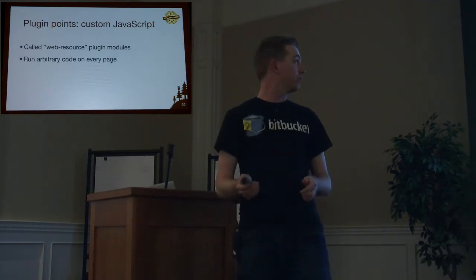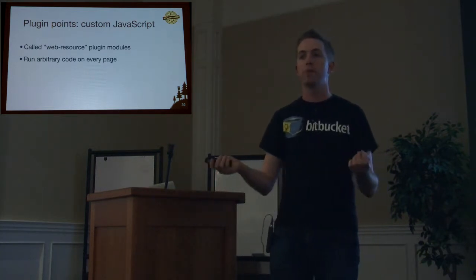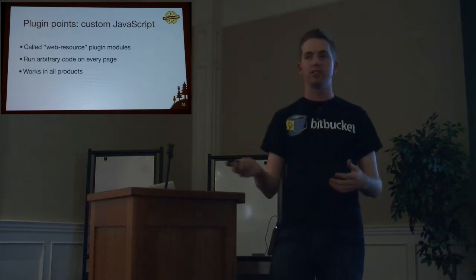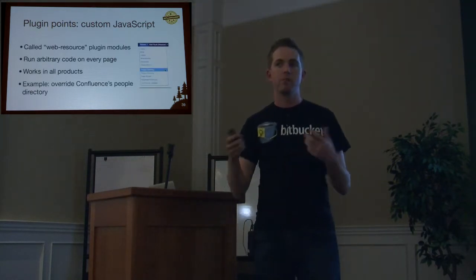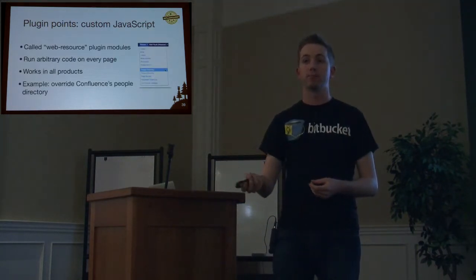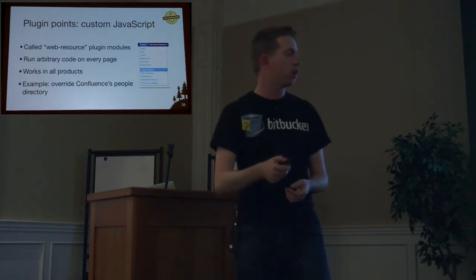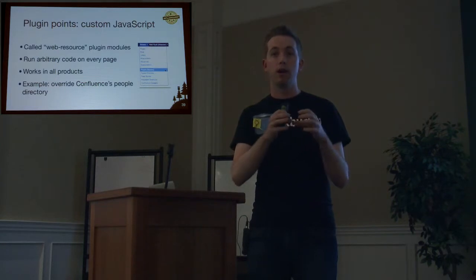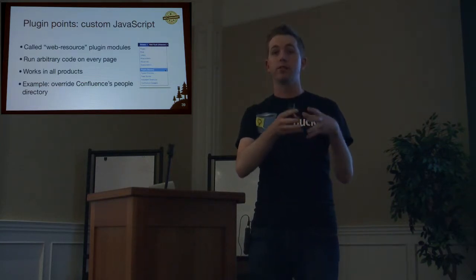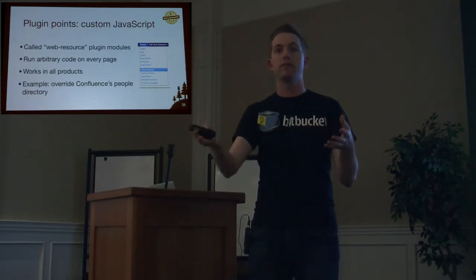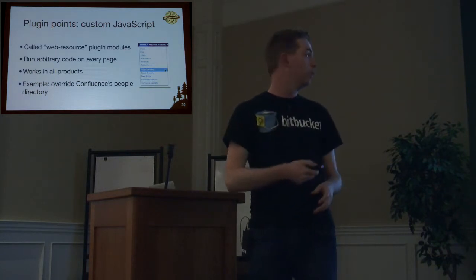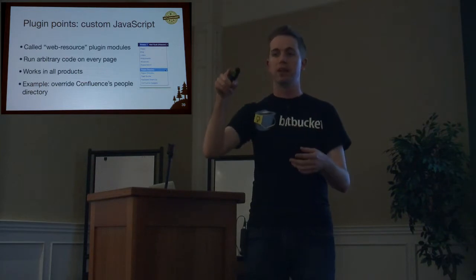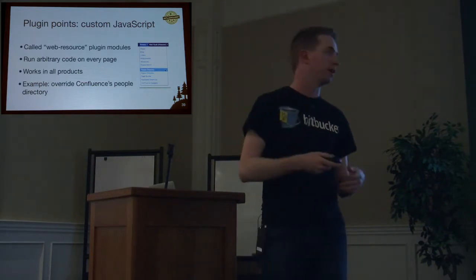With custom JavaScript, you can run arbitrary code on any page in the application. The possibilities with that are pretty limitless. We're going to look at a simple example where we change the destination of one of the links. A common case is that the Confluence people directory is not really your organization's staff directory. Say you have a staff directory that's a separate site. We want to change this link to have a different destination so that people clicking on it don't get confused or get the wrong information.